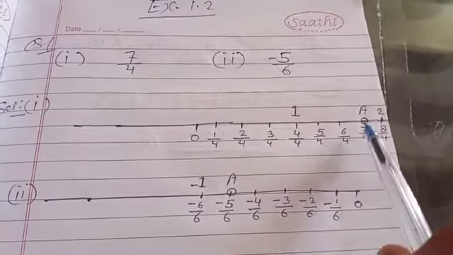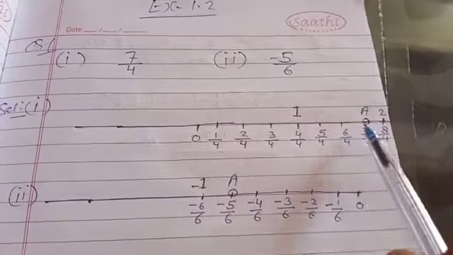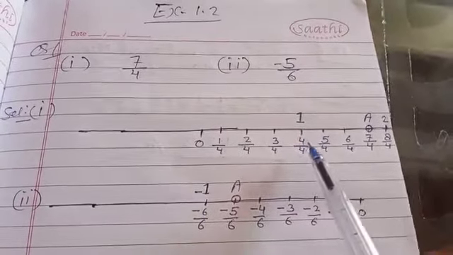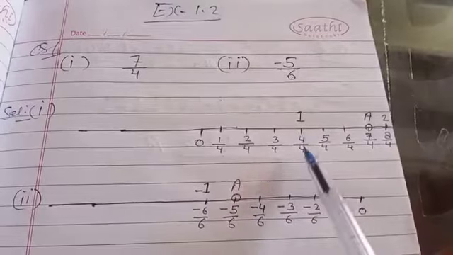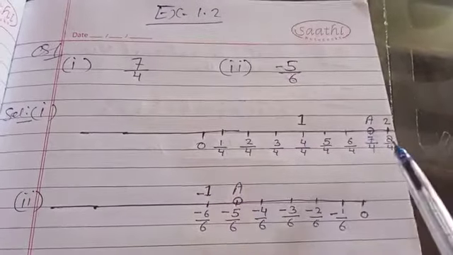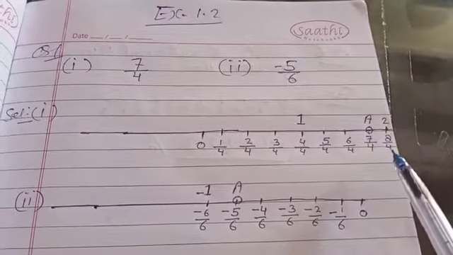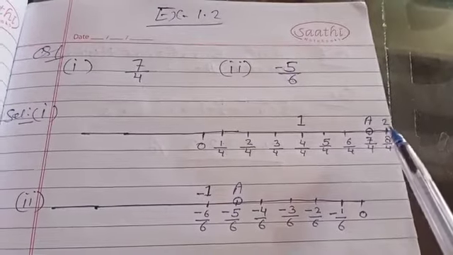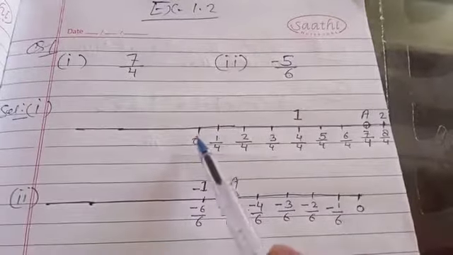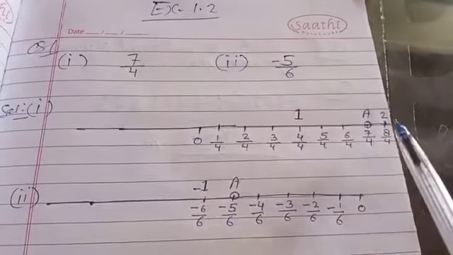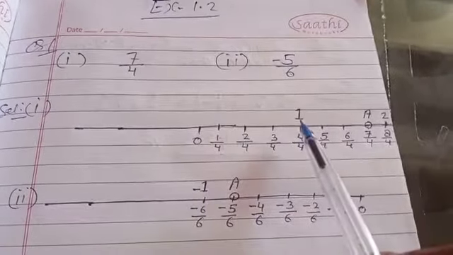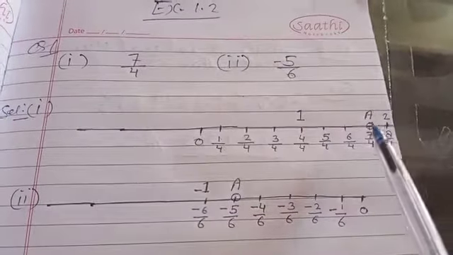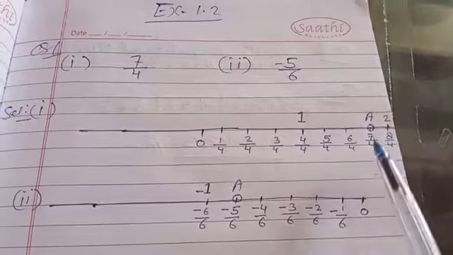So this is our answer. You can write here A, A means answer. Your answer is 7 upon 4 and this can be represented here. Now 4 can be cut by 4, so you see here 1. And 8 can be cut by 4 two times, 4 2s are 8, so here you can write 2. So 0 to 1 and 1 to 2. And between 1 and 2, here you see your answer 7 upon 4.